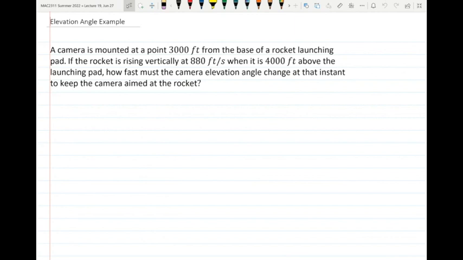A camera is mounted at a point 3,000 feet from the base of a rocket launching pad. If the rocket is rising vertically at 180 feet per second, when it is 4,000 feet above the launching pad, how fast must the camera elevation angle change at that instant to keep the camera aimed at the rocket? Do you understand what this is saying? Do you understand the situation?